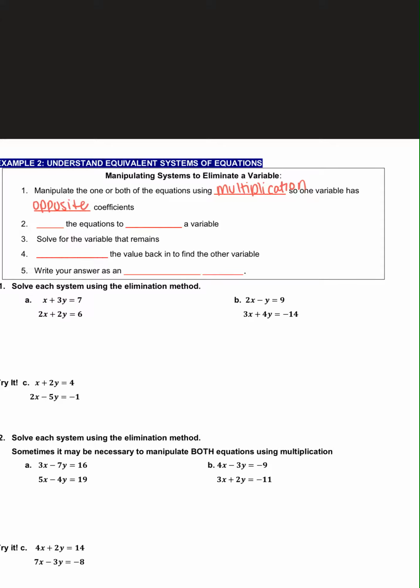That's what that means. Step 2 is going to be the same as it was in example 1. You're going to add the equations together to eliminate a variable. You're still going to solve for the variable that remains. And then step 4, you're going to substitute that value back into one of the other equations. Pick your favorite one. And then step 5, write your answer as an ordered pair, just like last time.